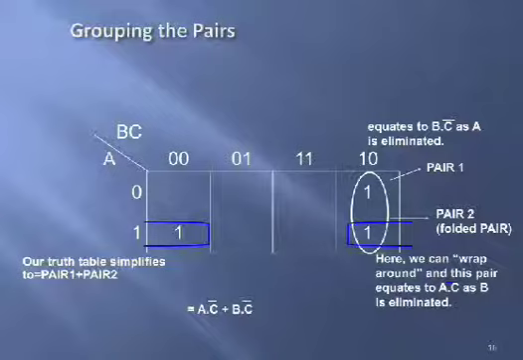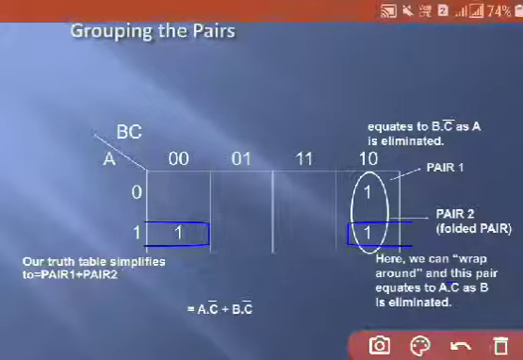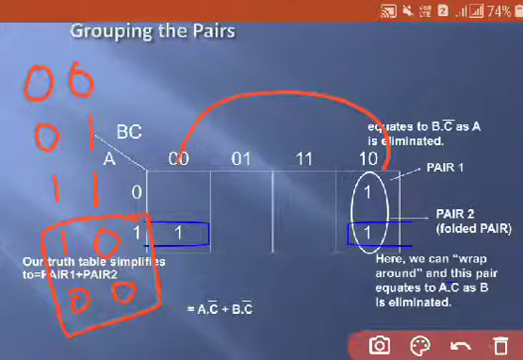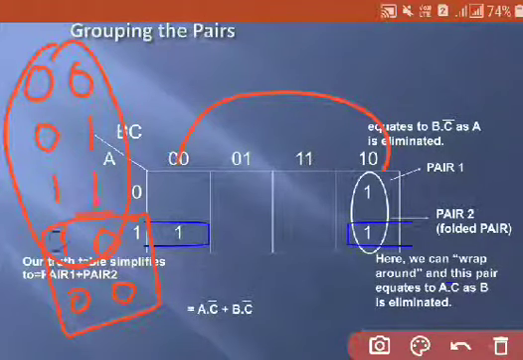be paired together. As you know, gray code is nothing but a cyclic code. If you observe, after 0 0 you'll be getting 0 1, after 0 1 you'll be getting 1 1, after 1 1 you'll be getting 1 0, and after 1 0 again you'll be getting 0 0. That means this 1 0 and 0 0 can be paired or grouped together. This 1 0 and 0 0 is connected back.